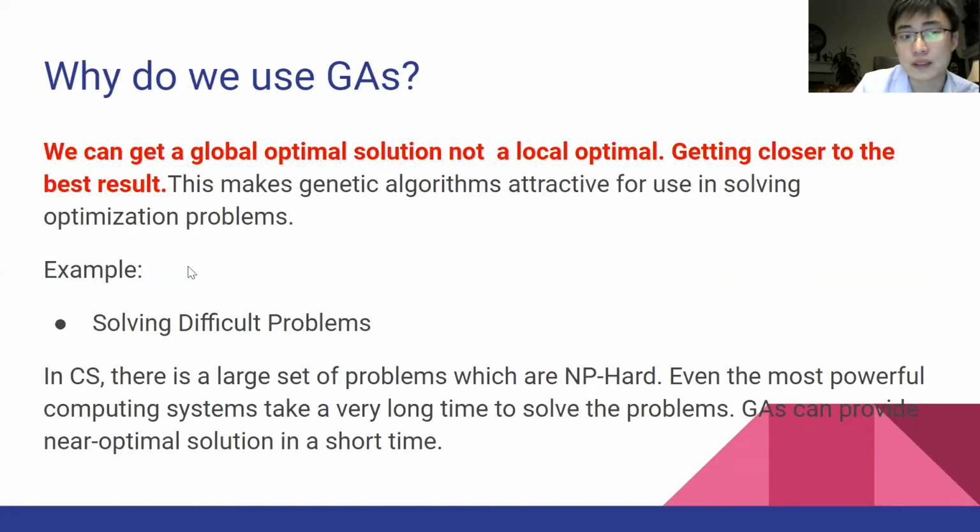I'll give one example. We can use a genetic algorithm to solve some difficult problems. In computer science, there is a large set of problems called NP-hard. Even if you use the most powerful computation system, it will take a very long time to solve one problem. So if you use a GA, it can provide a near optimal solution in a short time.